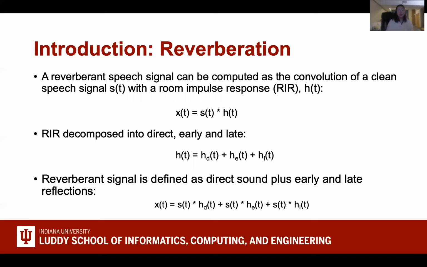So we need to know what reverberation is and how the reverberation is combined. A reverberant speech signal can be computed as a convolution of a clean speech signal with a room impulse response. And the room impulse response can be decomposed into direct plus early and late. That's how we define the reverberant signal: the direct sound plus the early and the late reflections.